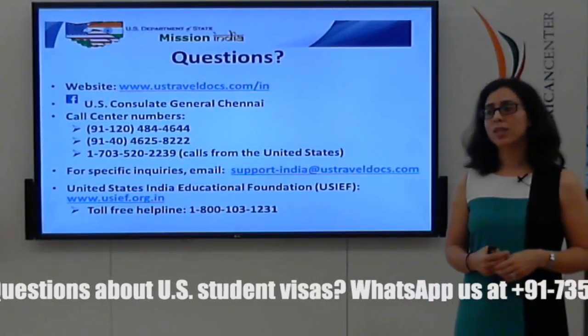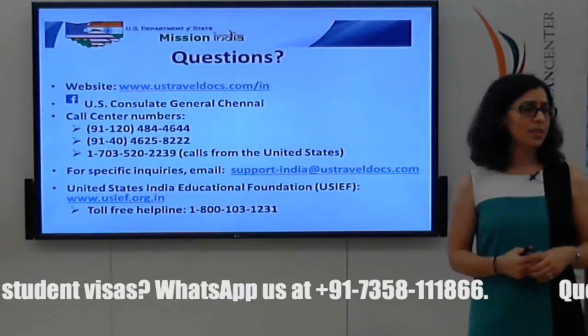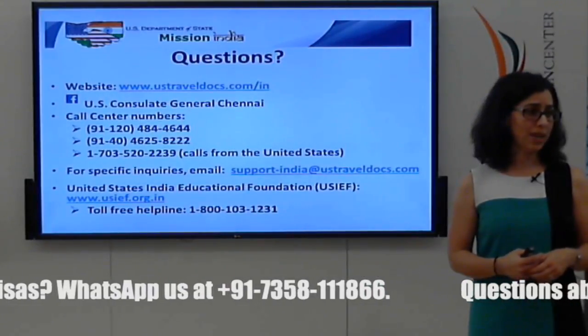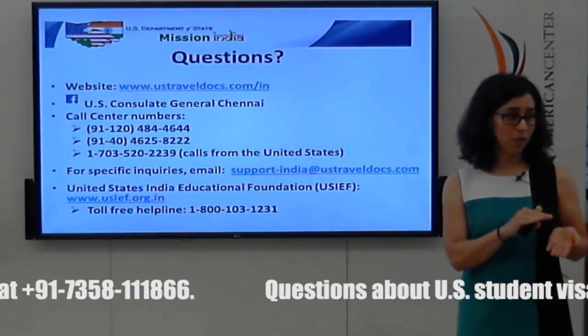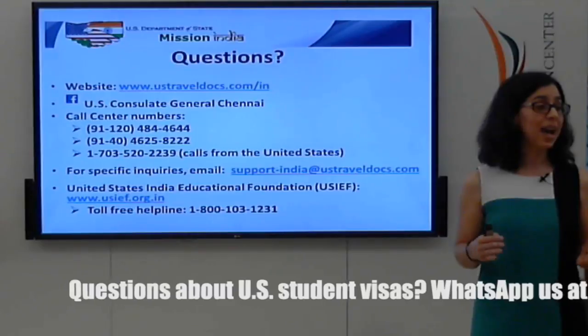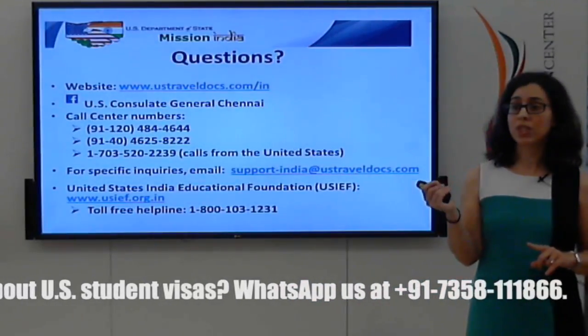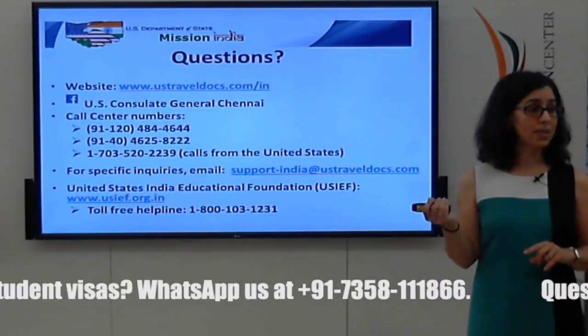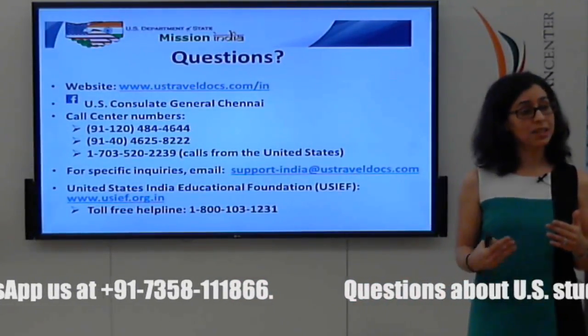So the question is, once I've applied for an F1, do I not need to worry about the DS 160 or the DS 2019? So you're confusing some forms a little bit. The DS 160 is our general visa application form. When you go to ustraveldocs.com/IN, there you will be filling out essentially the DS 160.